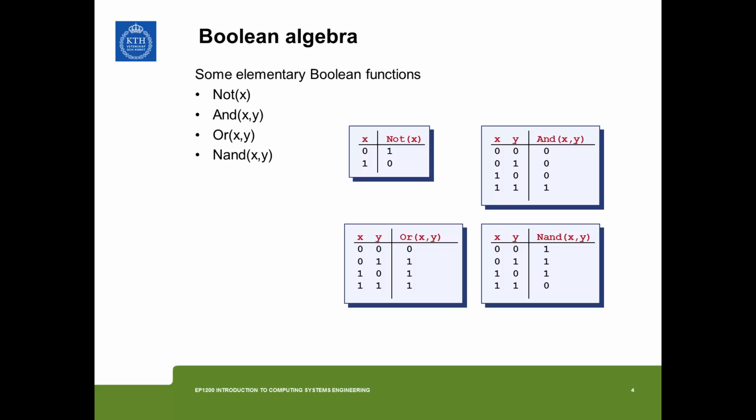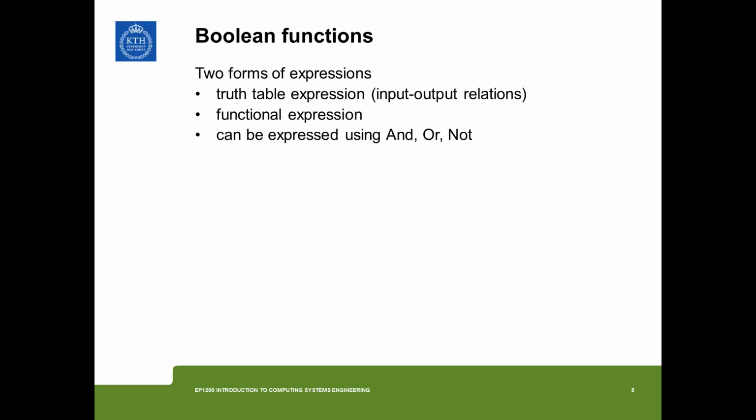NAND is the inverse of AND, so that the output is true if at least one of the inputs is false. There are two forms of expressing Boolean functions. One is a truth table, the one that we saw on the previous slide, which expresses input-output relationships. And another way is to give a functional expression, which often is simpler if you want to do computation and also to print.